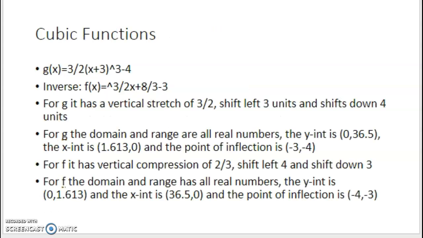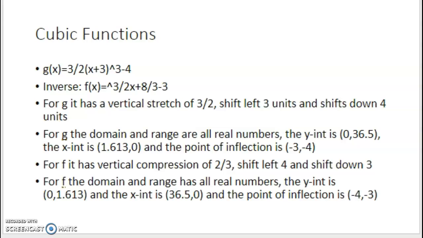For cubic functions, I got g(x) equals 3 over 2 (x plus 3) to the power of 3 minus 4. And the inverse of that is f(x) equals cube root of (2x plus 8) divided by 3 minus 3. For g, it has a vertical stretch of 3 over 2. It shifts left 3 units and shifts down 4 units.